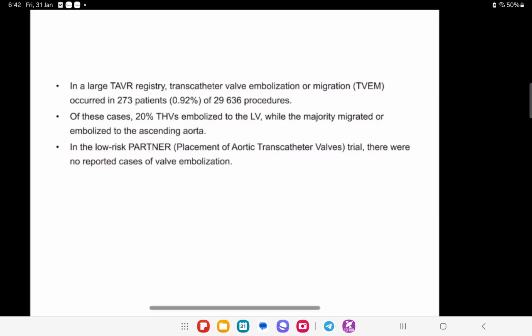In a large TAVR registry, transcatheter valve embolization or migration occurred in 273 patients, that is 0.92% out of 29,636 procedures. Of these cases, 20% of transcatheter heart valves embolized to the left ventricle, while the majority migrated or embolized to the ascending aorta. In the low risk PARTNER trial, there were no reported cases of valve embolization.